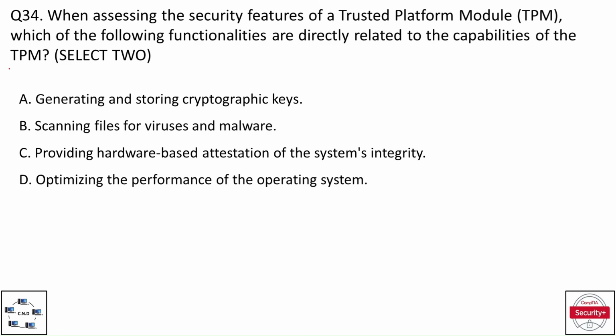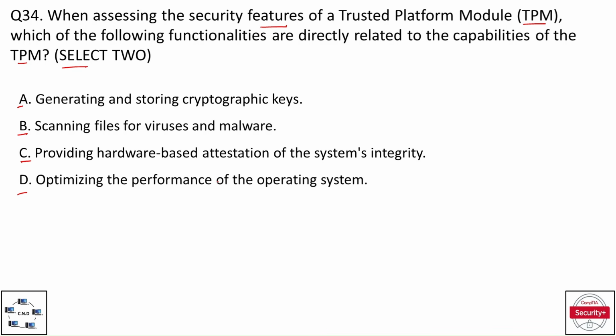Question number 34. When assessing the security features of a trusted platform module, that is TPM, which of the following functionalities are directly related to the capabilities of the TPM? Select two options. And the options are option A, generating and storing cryptographic keys. Option B, scanning files for viruses and malware. Option C, providing hardware-based attestation of the system's integrity. And option D, optimizing the performance of the operating system.